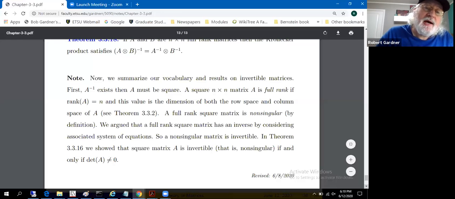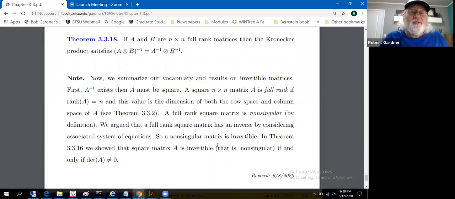Let me make a little synopsis on the vocabulary that we've introduced here, to show you that what we've said here, even though it didn't maybe originally look like what you saw in linear algebra, it really is what you saw in linear algebra. So to summarize our vocabulary, here's what we have. A inverse first. If A inverse exists, then A must be a square matrix. We only invert square matrices. A square n by n matrix A is full rank if the rank equals n. And this value is the dimension of both the row space and the column space.